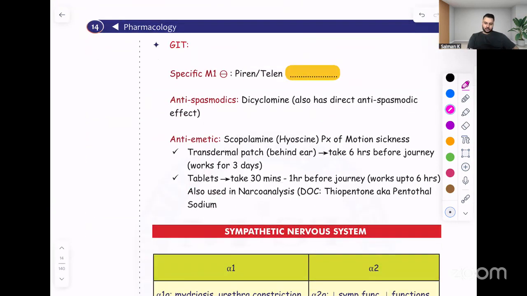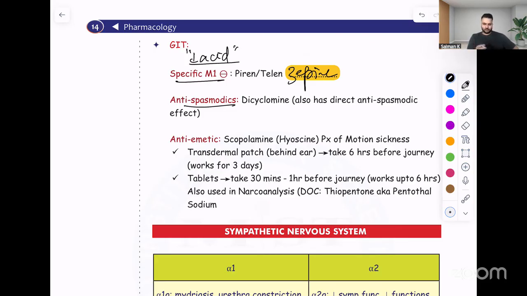Next, when it comes to the GIT, if you block the M1 receptor, I told you the M1 receptor increases acid. So when you block the M1 receptor, acidity decreases. There are drugs like the zepine drugs, pirenzepine, etc. They will be used in GERD, etc. Okay. Next, we've got antispasmodics.